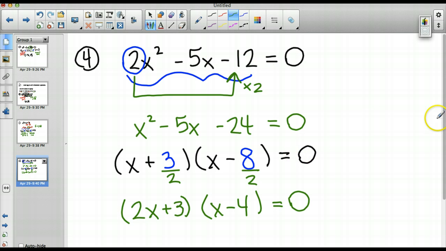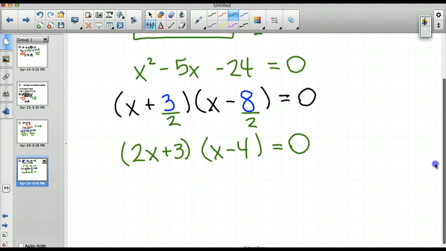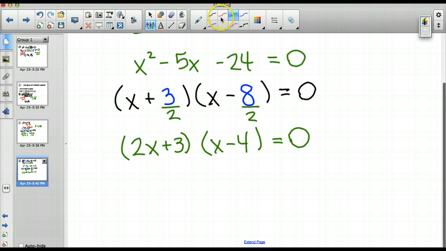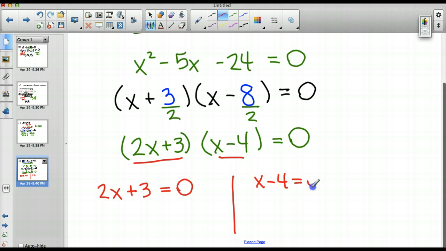Well, now we want to actually solve this because this is an equation. So now we're going to use the zero product property, and we're going to set this quantity equal to 0. 2x plus 3 equals 0. And then this quantity equals 0. Well, the x minus 4 is easy. I know if x minus 4 is equal to 0, then x has to be positive 4.